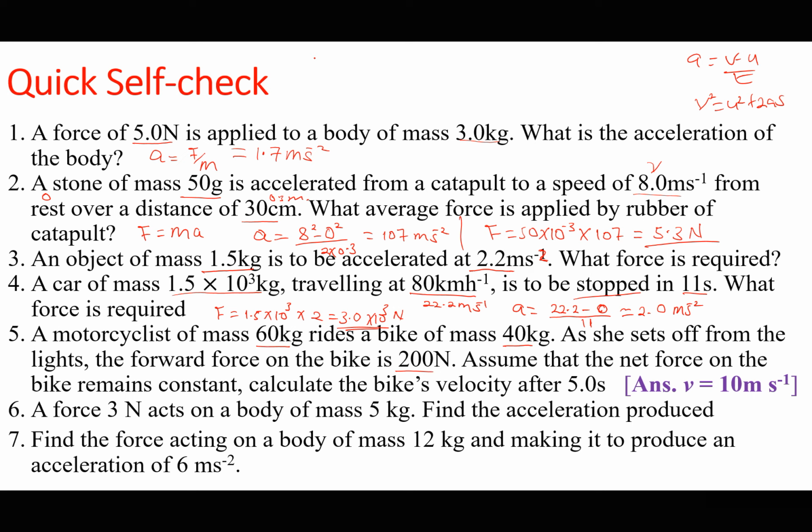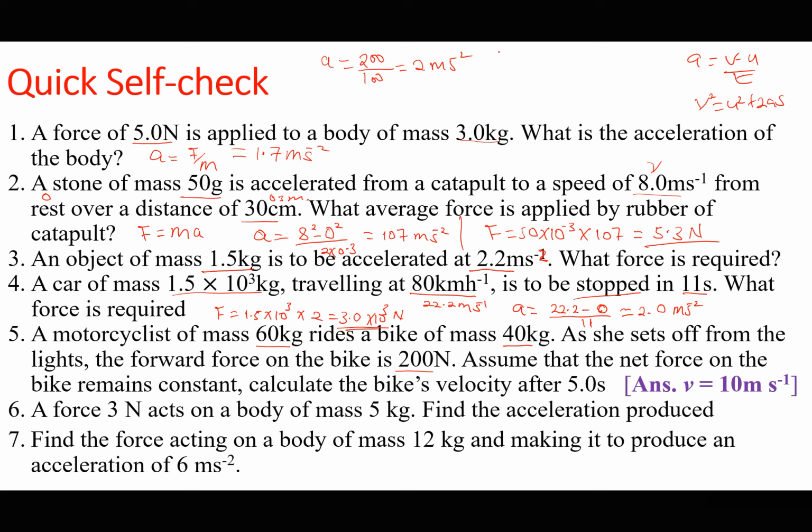So I want to find acceleration. The acceleration is going to be the force, which is 200, divided by the total mass, because the motorcyclist has a mass of 60 kilograms and the bike is 40. So I will divide this by 100. So the acceleration is 2 meters per second squared.